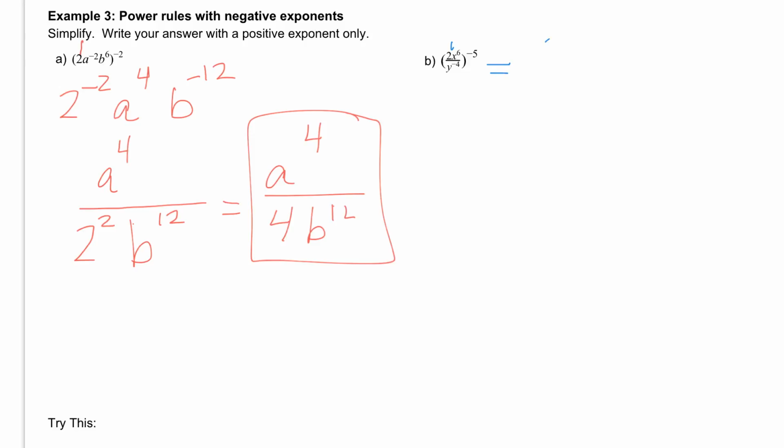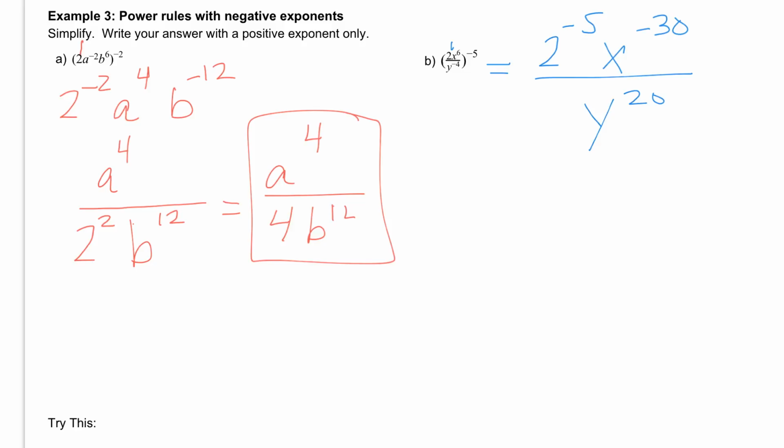So we get 2 to the negative 5th on the top. Taking our exponent of 6 and multiplying it by negative 5 gives us x to the negative 30. And in the denominator, if we take our negative 4 and multiply by negative 5, we get y to the 20th.